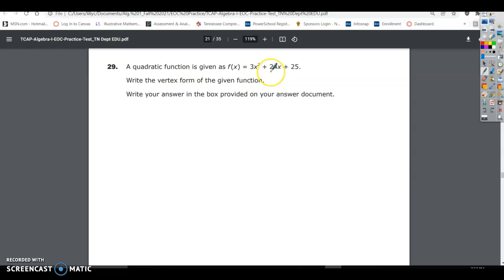All right, so as you know, this is standard form. So we're given A, B, and C. A is always our quadratic term, B is our linear term, C is our constant term. So we're given A, B, and C, and we're asked to write it in vertex form. So what is vertex form?